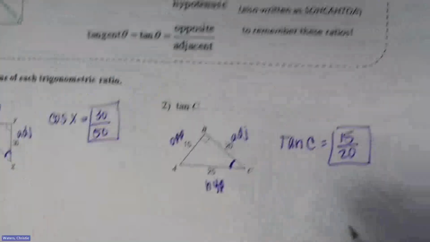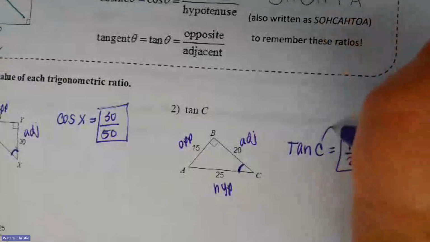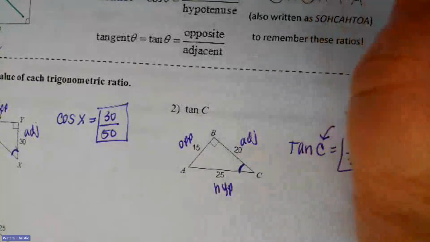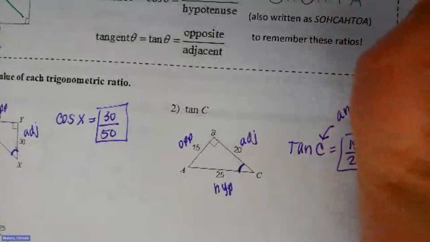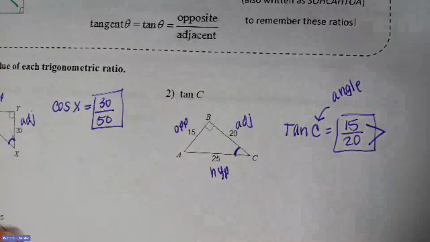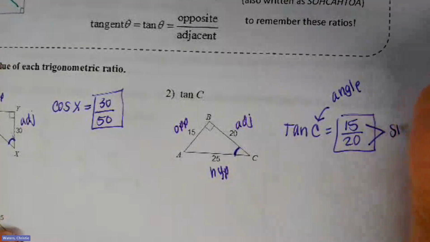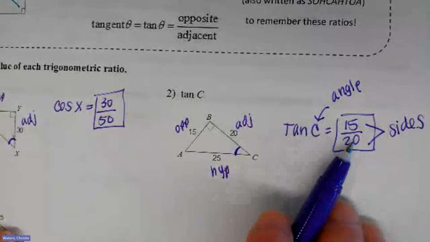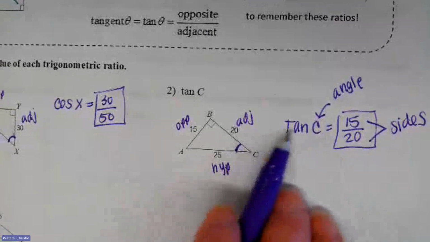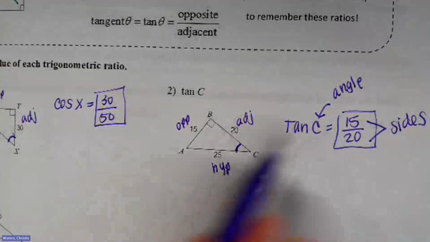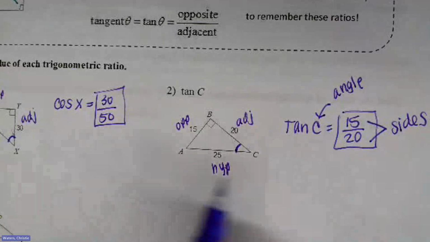One thing I want to point out is the letter or number that goes next to the trig ratio is always going to represent an angle. And the two numbers that go in your ratio here are always going to be sides. So our input is an angle, our output is sides. If I were to do tangent of angle A, that would change the input and it would actually give me a different output. So it's kind of important to think about that.